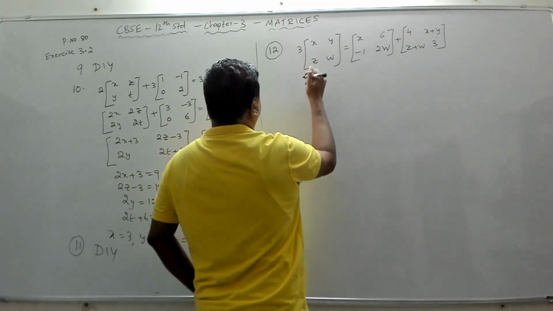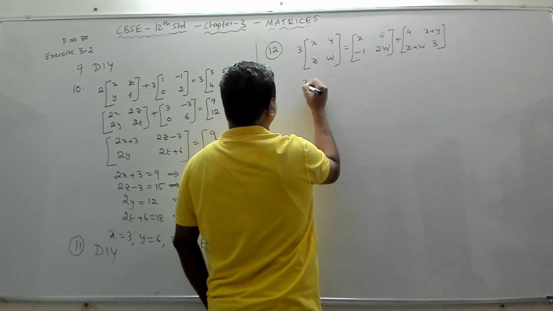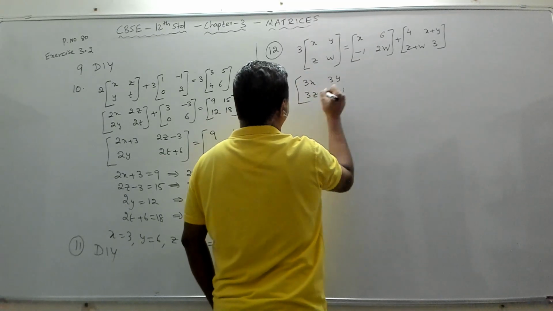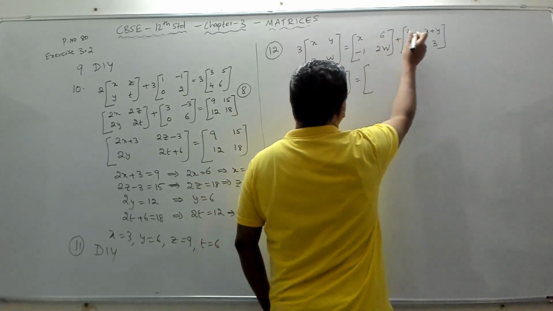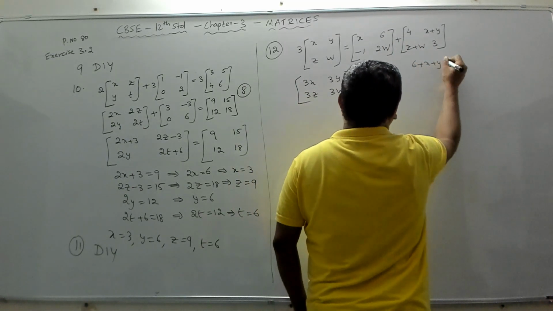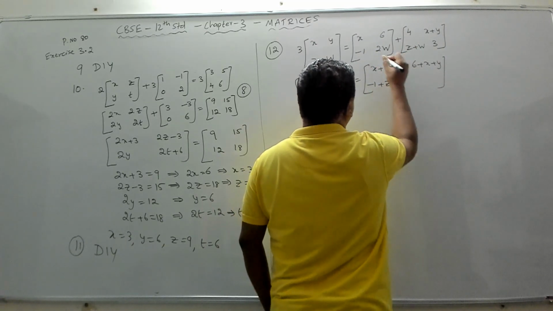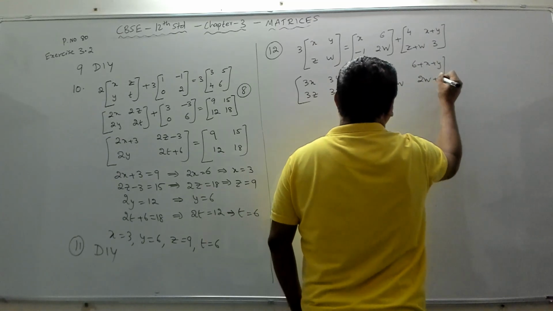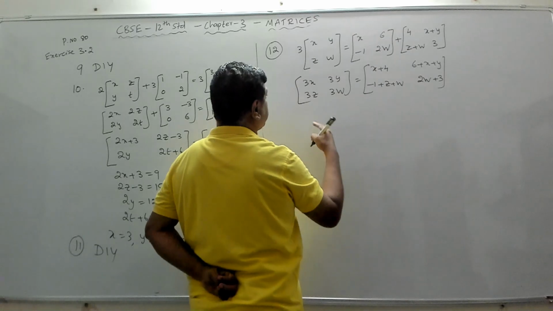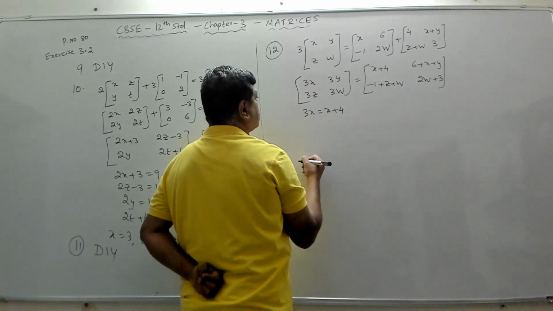So again, how do we do? We'll try to make both the sides one matrix. So this will become 3x, 3y, 3z, 3w equal to, you get x plus 4. This becomes 6 plus x plus y. If I add the corresponding elements, then minus 1 plus z plus w. This is 2w plus 3. Right, now let's equate all the equations. So 3x is equal to x plus 4. This is one equation.